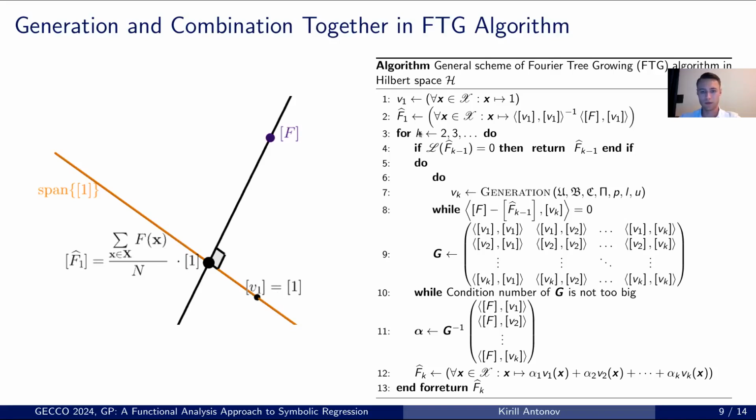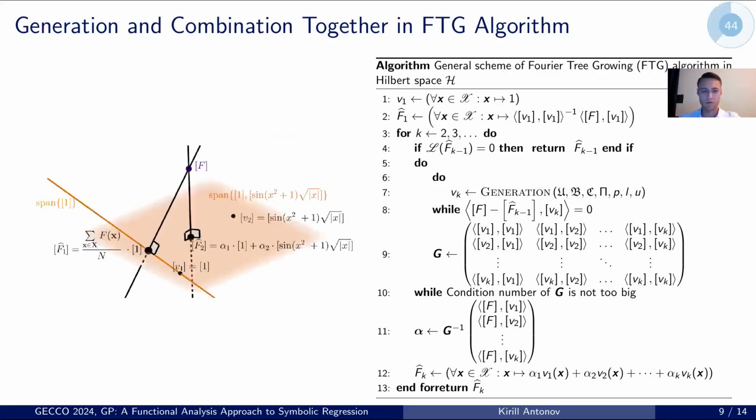Then we repeat the following steps until we run out of computational budget or solve the problem precisely enough. We generate the new function vk that doesn't belong to the already spanned space in the whole Hilbert space. For example, the new generated function v doesn't lie on the line and belongs to the considered orange plane that is the span of the original constant and the new generated expression.